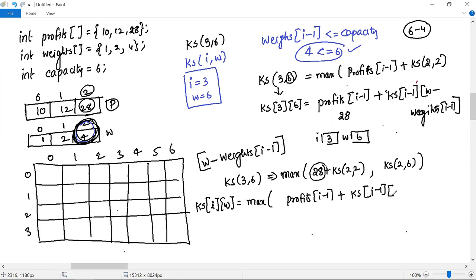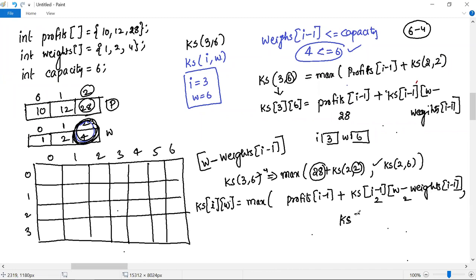Next what we need to get, these two. What is this two? 6 minus current object weight, right? 6 is the current capacity minus current object weight. How do I reduce? That is present in weights of I minus 1. Now if you can see, I minus 1 value is 2. Weights of I minus 1 is 4. 6 minus 4 is 2. That is what I got. Next what should I do?